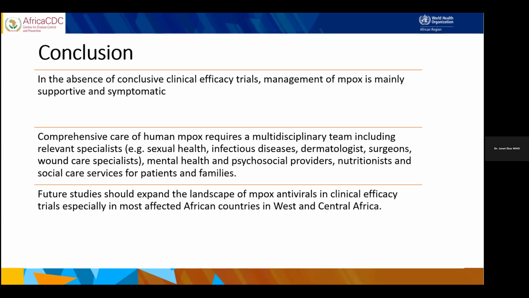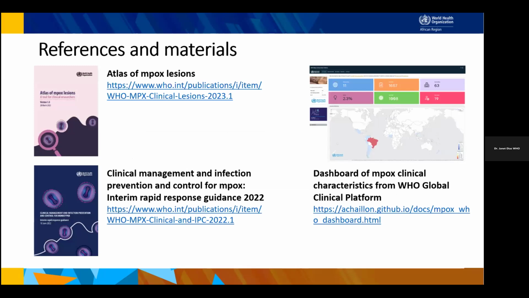Holistic care of Mpox requires a multidisciplinary team, and in some cases will require a specialist in infectious disease, dermatology, wound care, mental health, ophthalmologists, and others. And then finally, I do think future studies should expand the landscape of Mpox antivirals in clinical efficacy trials, especially in the most affected African countries in West and Central Africa. So data needs to come from this outbreak of what's happening now, and WHO is keen to support as best as we can with member states.